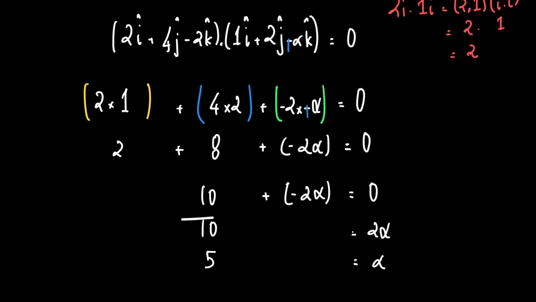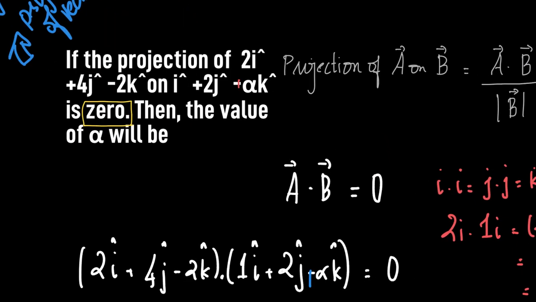So this will be minus 2 alpha, and minus 2 alpha when transposed will be plus 2 alpha, and therefore alpha will be equal to plus 5, right? 8 plus 2 is 10. Yeah, 10 by 2 would be 5. So yes, we get the value of alpha equal to 5.